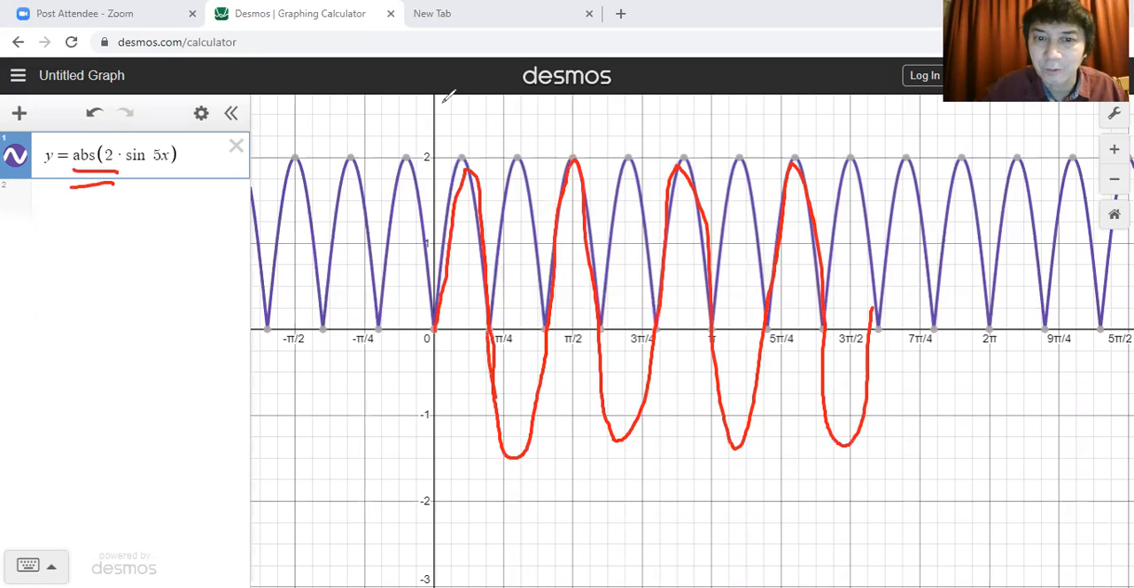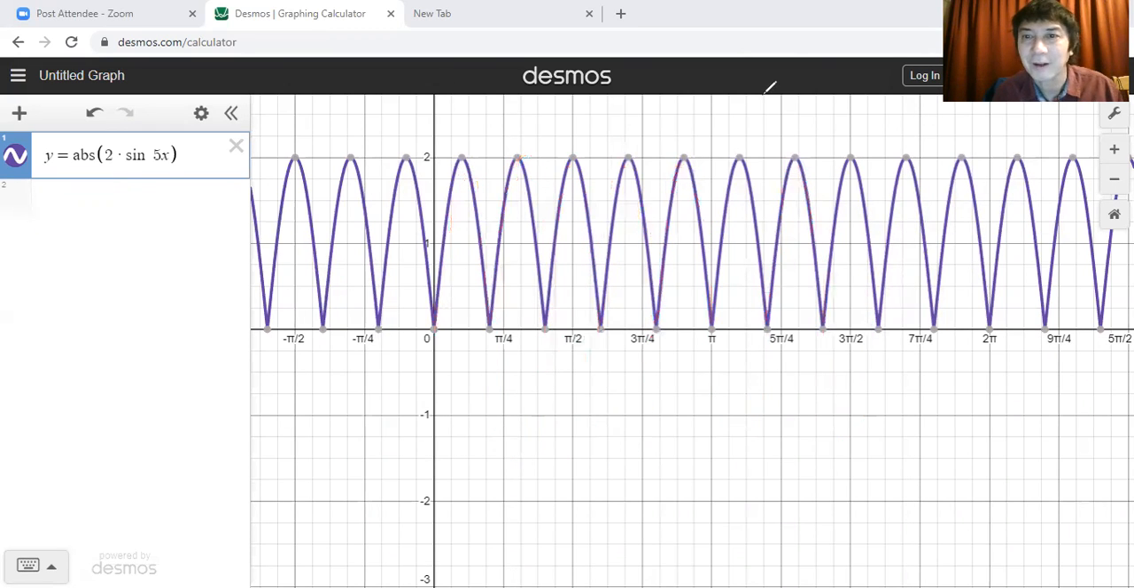Okay, and so this portion is not there because it went up there. This portion is not there because it went up there. All right, that's the effect of the absolute function. All positives. All right, and they do this in electronics.